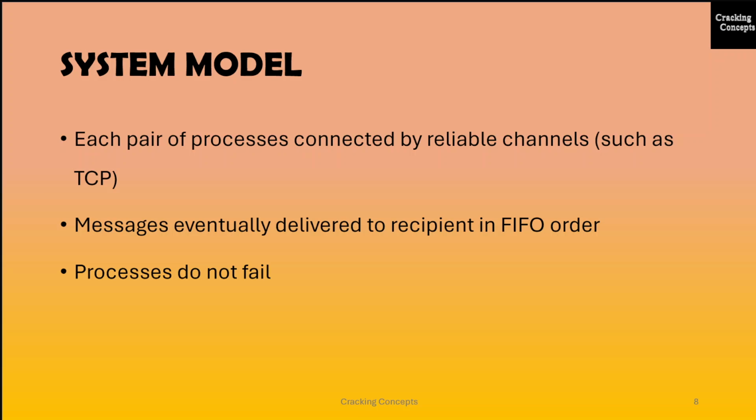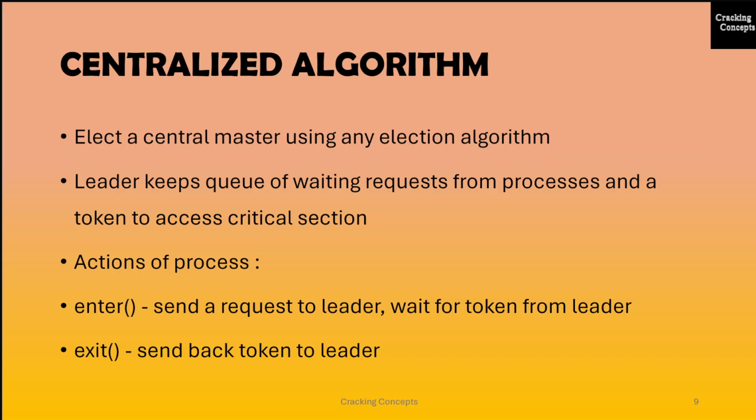Now let's look into the system model. Each pair of processes is connected by a reliable channel such as TCP. Messages are eventually delivered to the recipient in first in first out order, and the processes do not fail. We'll start with the centralized algorithm.